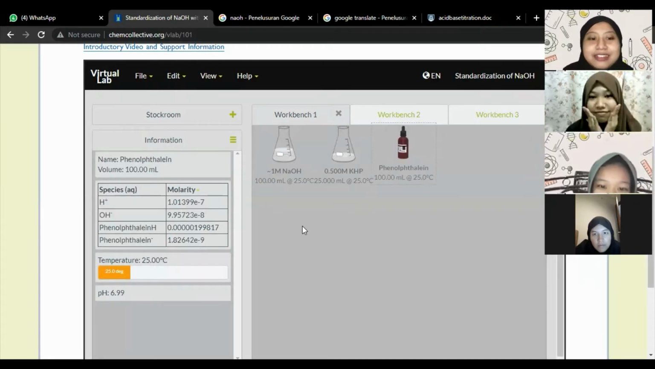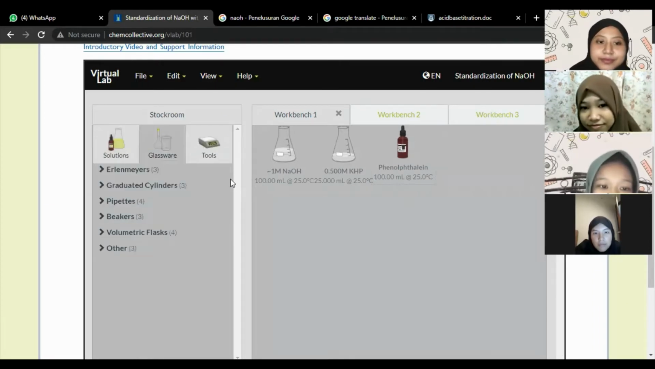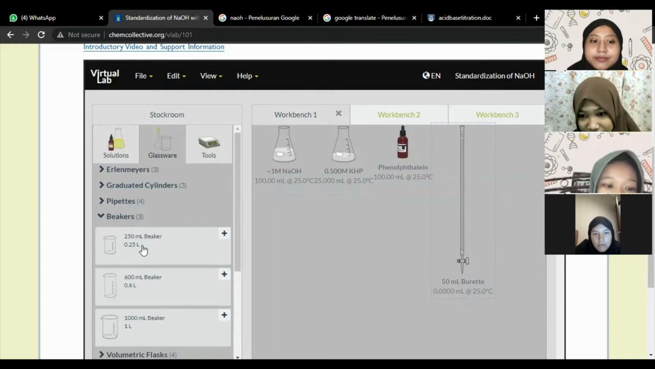The apparatuses will be presented by Elfrida. Okay, for this experiment, we use two apparatuses. The first one is the burette, and the second one is the beaker.